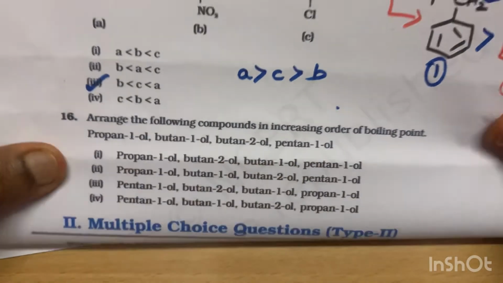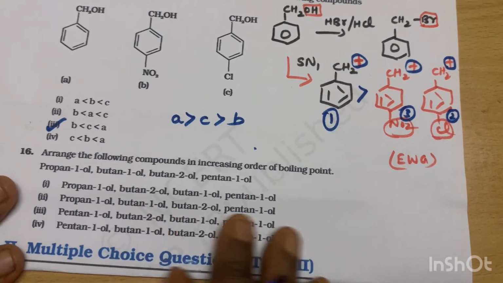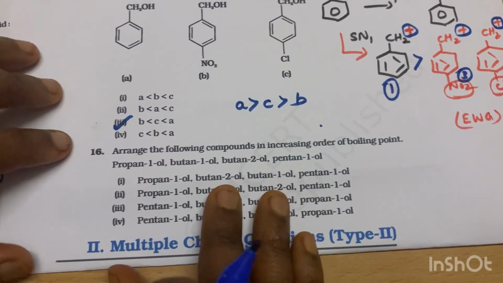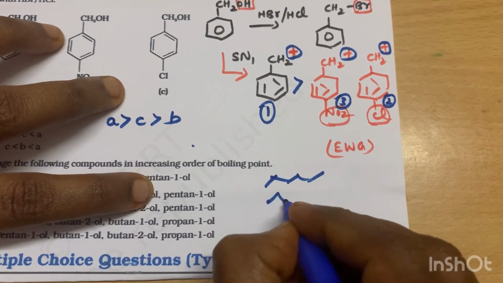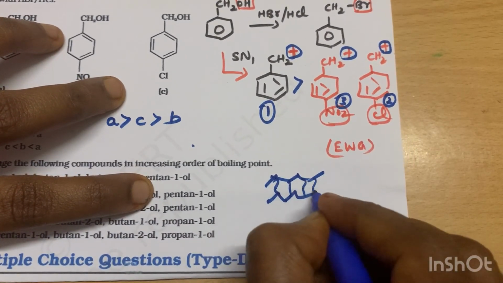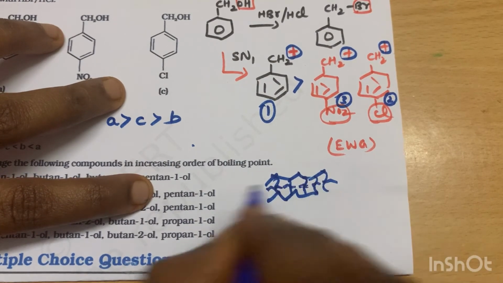Arrange the following compounds in increasing order of their boiling point. I told you that for boiling point we have to see the surface area. The more the surface area, the more the van der Waals force. The more the van der Waals force, the more energy we need to break them, so the higher the boiling point.